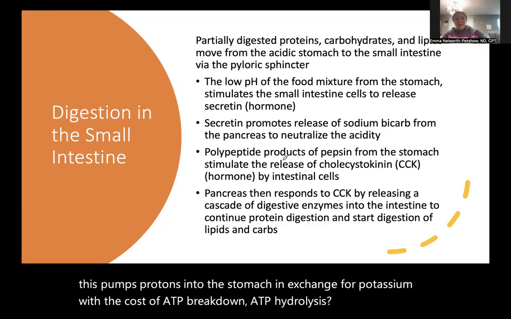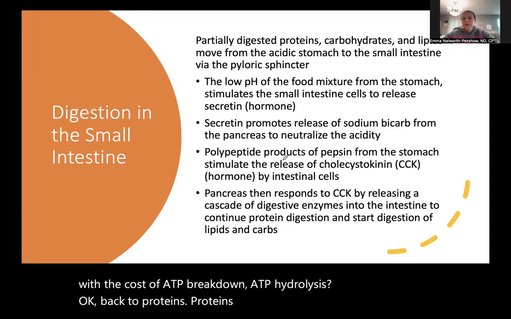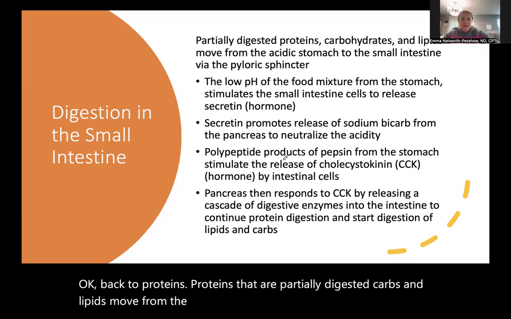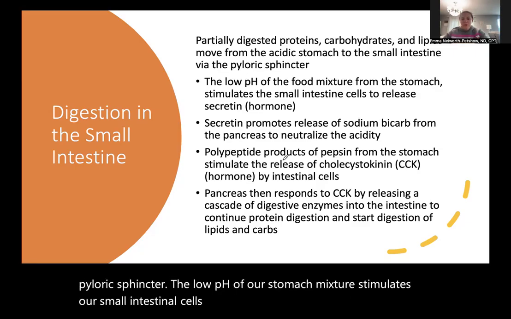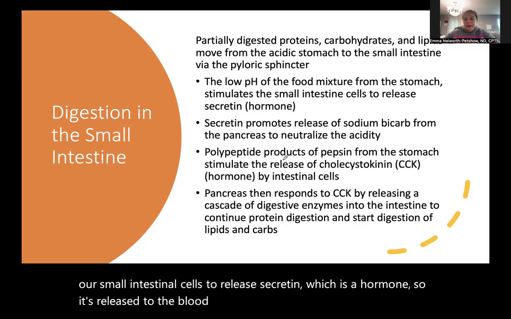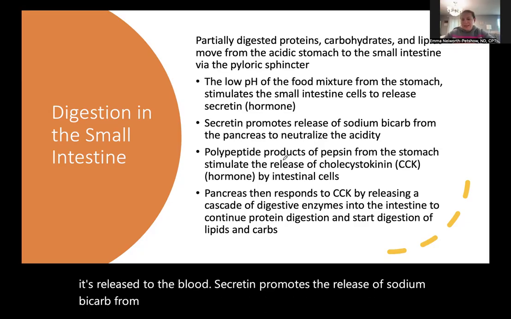Okay, back to proteins. Proteins that are partially digested, carbs, and lipids move from the acidic stomach into the small intestine via the pyloric sphincter. The low pH of our stomach mixture stimulates our small intestinal cells to release secretin, which is a hormone, so it's released to the blood. Secretin promotes the release of sodium bicarb from the pancreas, neutralizing the acidity.